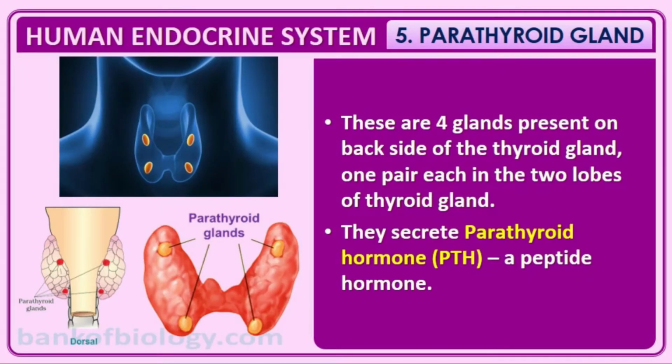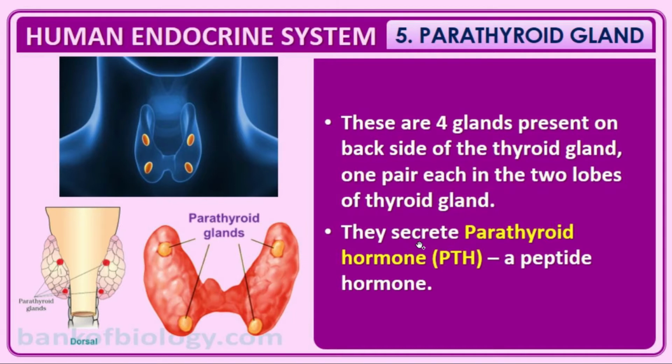The next gland is the parathyroid gland. The parathyroid gland is present here. We can see it is embedded in the thyroid gland. Thyroid gland is present on either side of the trachea. This parathyroid gland is embedded in the thyroid gland. There are 4 glands present on the back side of the thyroid gland, one pair in each of the 2 lobes of the thyroid gland.